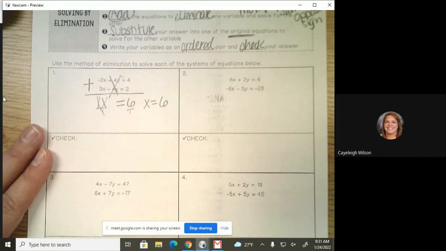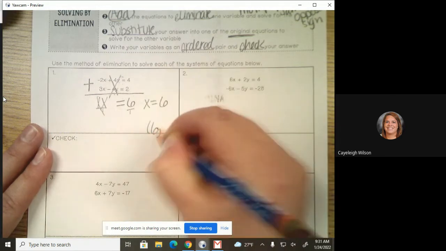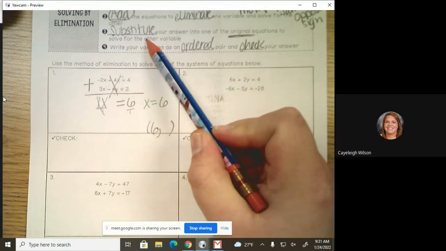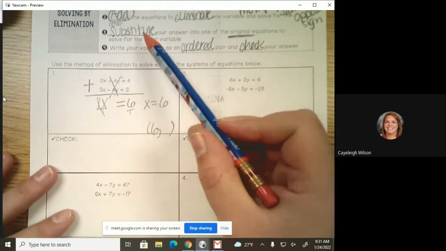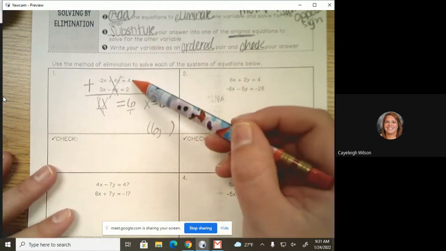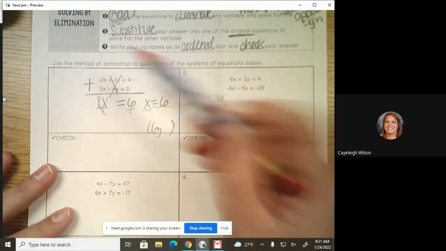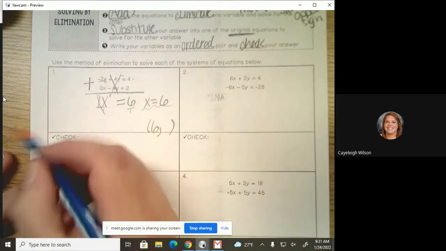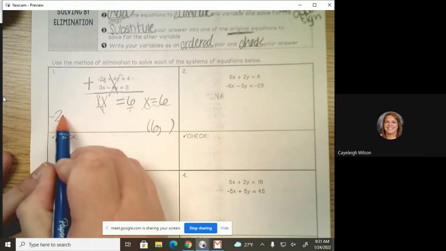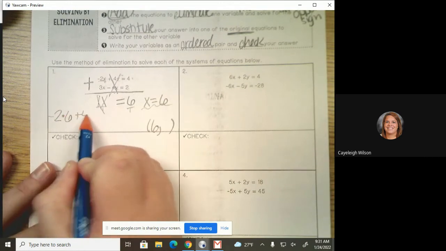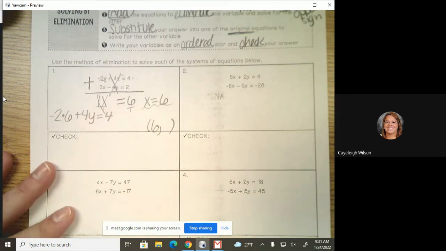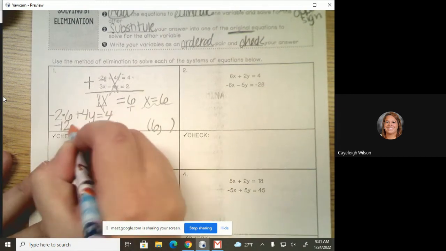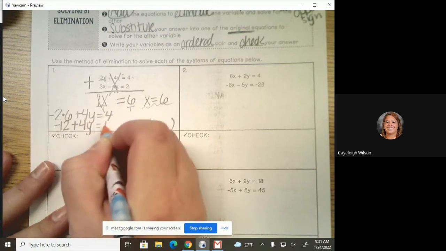And then I'm going to plug it back in. So I know my answer is going to be 6 comma something. So step 3 says substitute your answer into one of the original equations. It doesn't matter which one. We'll just go with the first one. So I got x equals 6, so I'm going to plug it in for the x. So negative 2 times x, but x is 6, plus 4y equals 4. So that's negative 12 plus 4y equals 4.